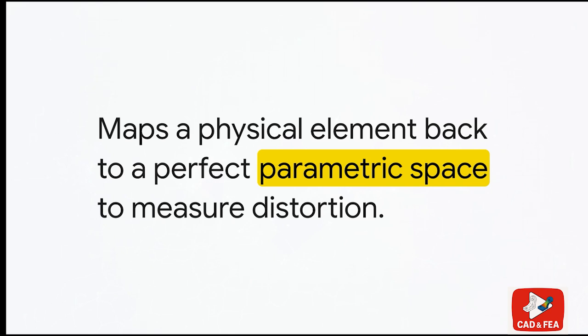It uses isoperimetric mapping. The algorithm takes your physical element, which has real-world, slightly distorted x, y, and z coordinates, and it translates it back into a normalized, perfect parametric space. Think of it kind of like taking a crumpled piece of paper and mapping it mathematically to a perfectly flat, perfectly square grid so it can calculate the Jacobian matrix.